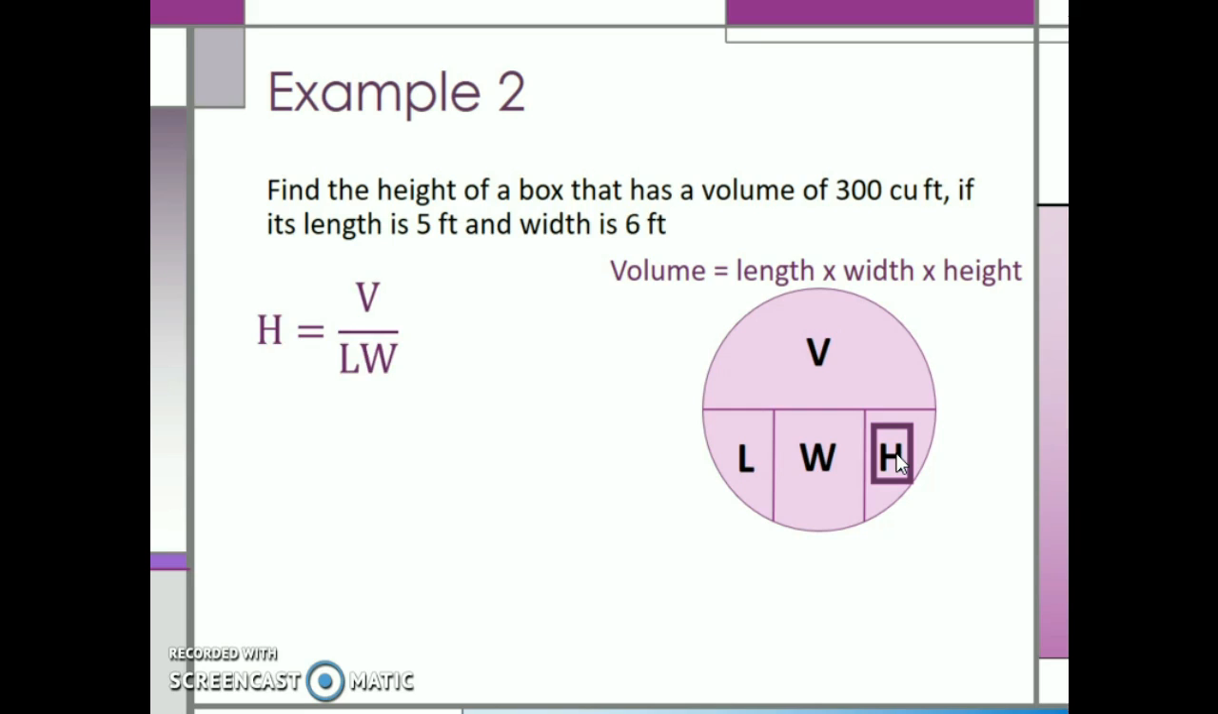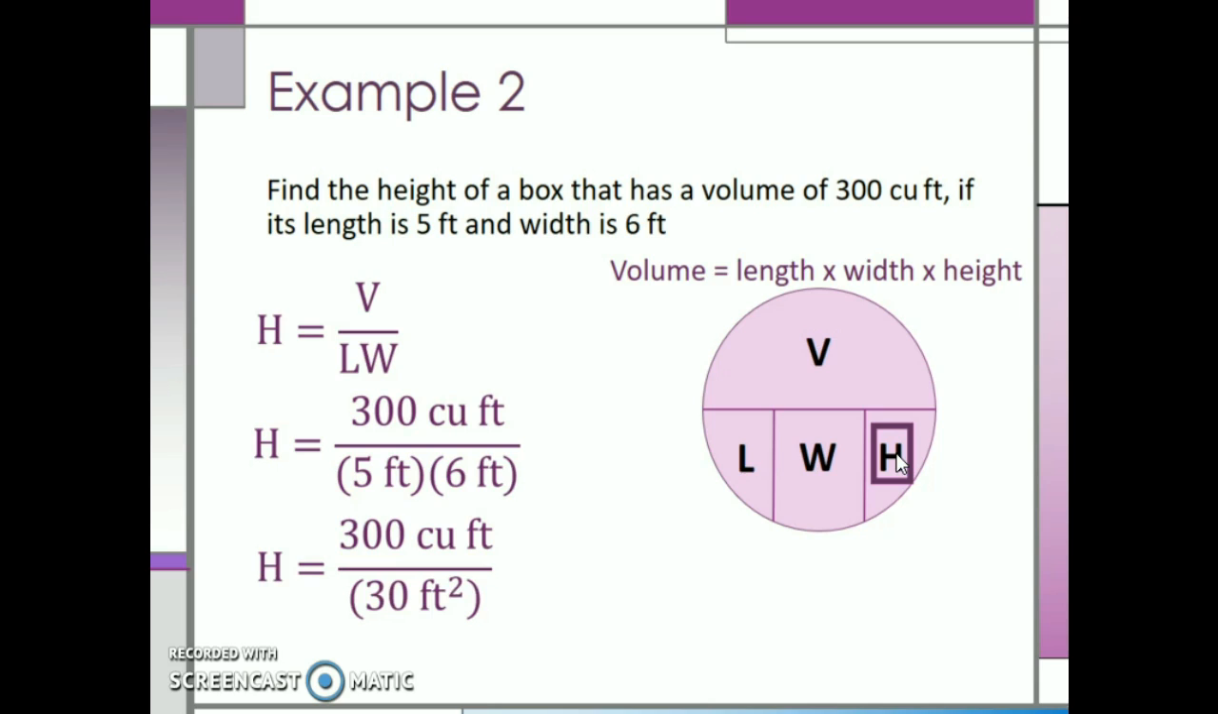Next, substitute in all of the values we know. We know that the volume is 300 cubic feet, the length is 5 feet, and the width is 6 feet. Now, using the order of operations, we need to multiply 5 feet by 6 feet first, which gives us 30 square feet. Last, we can divide 300 cubic feet by 30 square feet to see that the height is equal to 10 feet. This concludes our discussion on using formulas.